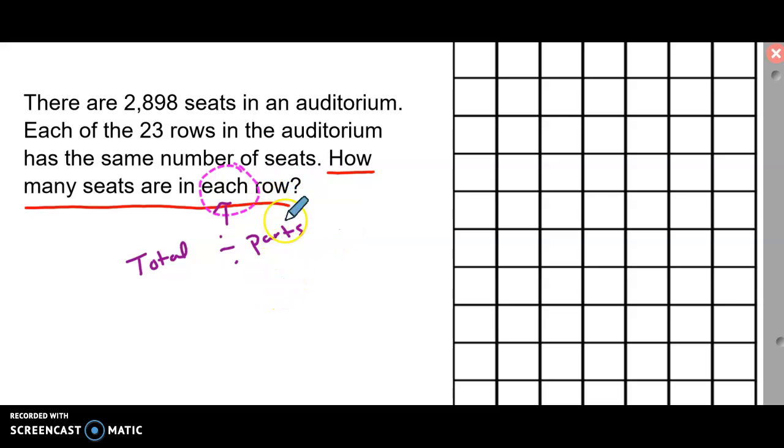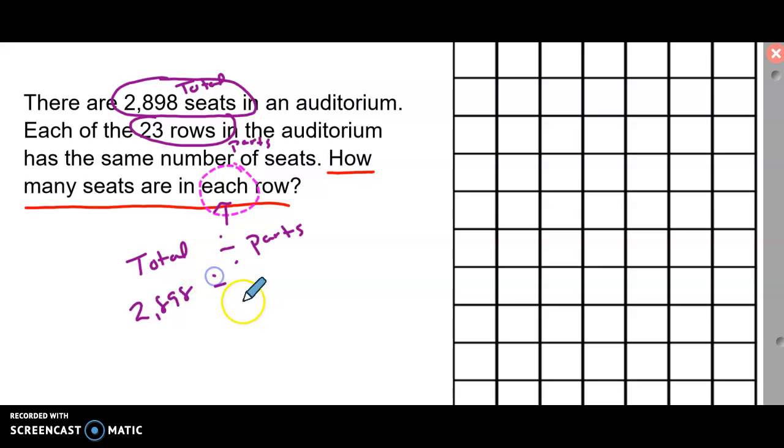So let's see if we can find who's our total. Well, there are 2,898 seats in an auditorium. There's my total seats. There's your total. Each of the 23 rows, well, there's my parts. There's my divisor. That's my parts. Now, so who's your total? 2,898 dividing by your parts, which is 23. Now your total is your dividend. It always goes inside the house. So let's go ahead and write it.